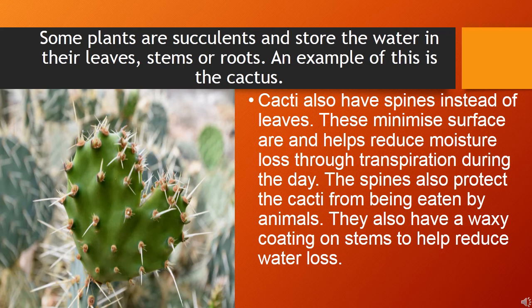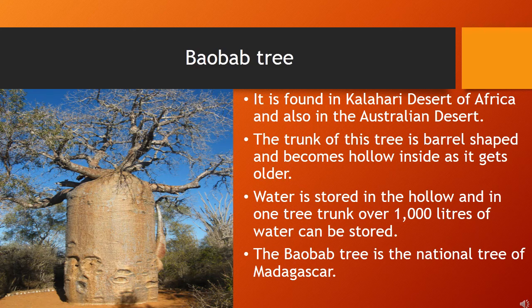Cacti also have spines instead of leaves. These minimize surface area and help reduce moisture loss through transpiration during the daytime. The spines also protect the cacti from being eaten by animals. They also have a waxy coating on stems to help reduce water loss. So students, we discussed that the plants which grow here do not have leaves, but instead they have spine-like structures. The stems are thick and fleshy and can store water for the plant.